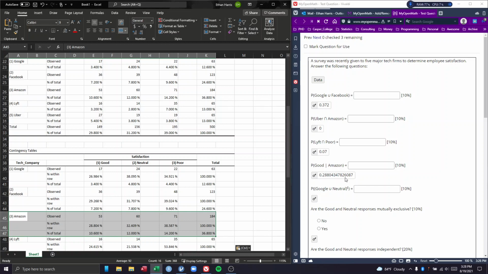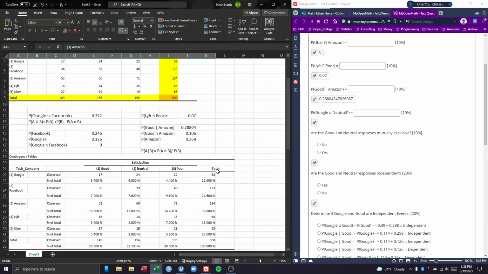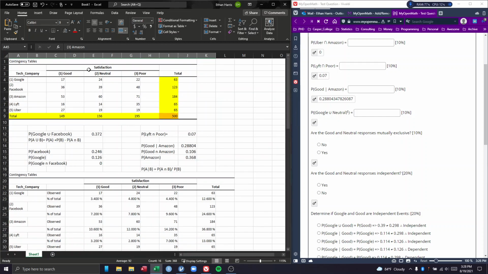Okay, moving right along, we're now left with a little bit more complicated one. So this one is: what's the probability of Google union neutral, or Google or neutral complement, or of not being Google union neutral? Okay, so what we're going to do is let's come back up here and look at this contingency table. And I'm just going to highlight Google, bring that across, and I'm going to highlight it as green.